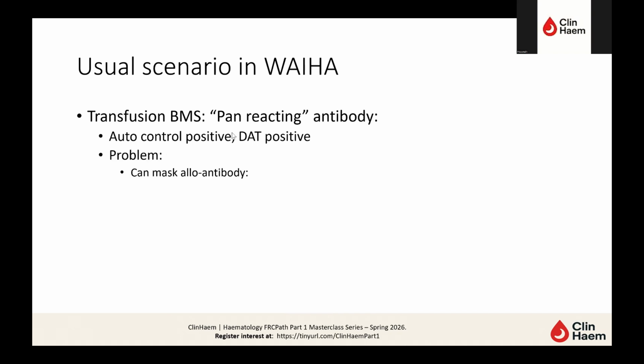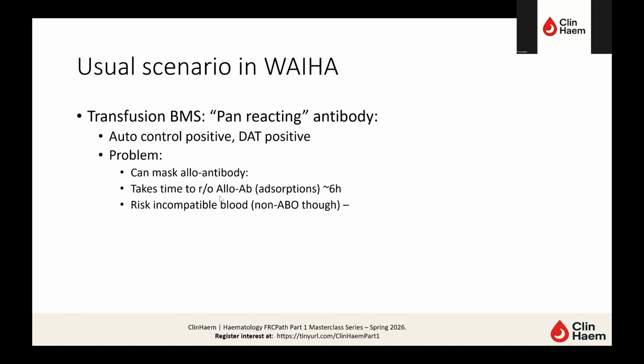Now the problem is this can mask an alloantibody. If you know what a group and screen is, you will understand what I'm saying and how it is done. I've got a video on the YouTube channel about this, which I will link somewhere, which explains the group and screen. So this pan-reactivity can mask an alloantibody, so you won't be able to identify an alloantibody. And it takes time to rule out these alloantibodies because adsorptions take 6 hours. So what you risk is giving a patient incompatible blood.